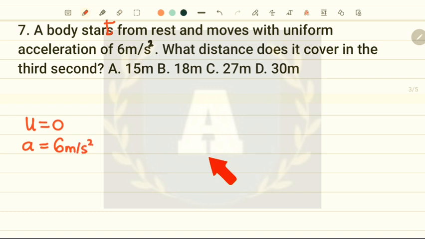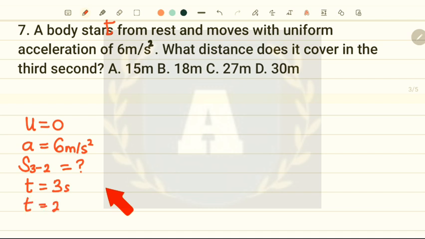So what distance does it cover in the third second? The distance it covers in the third second is between the second and the third seconds, the second to the last second, which is what we are meant to look at. So we have to look at the distance when the time is 3 seconds and the distance when the time is 2 seconds, and we subtract the two.